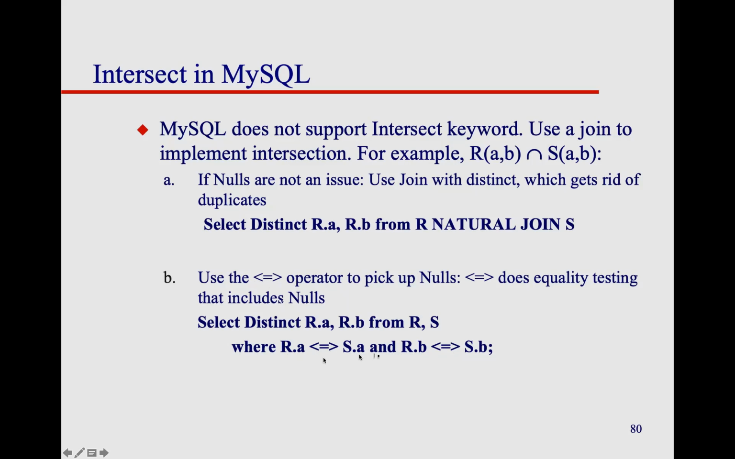So essentially, the key idea here is if you want to do an intersection in MySQL, use natural join on your union attributes. Okay, and you do it on all the attributes because that's what you're looking for, is commonality across all attributes.